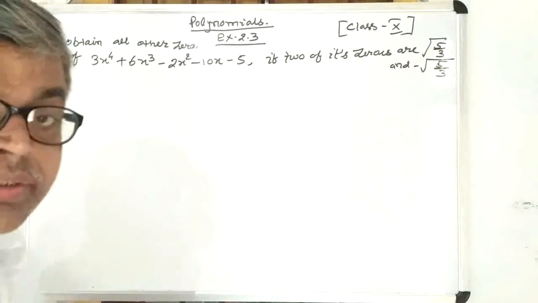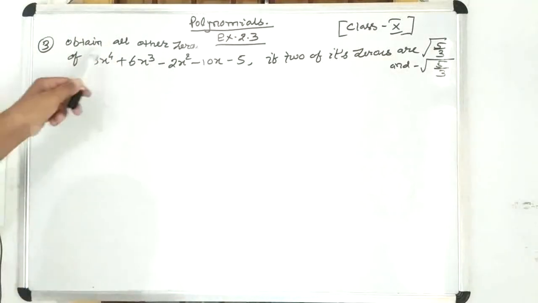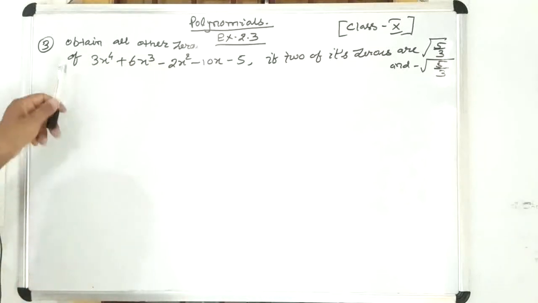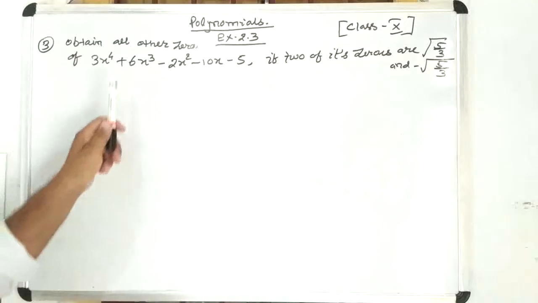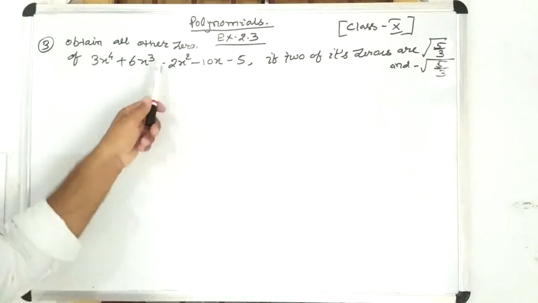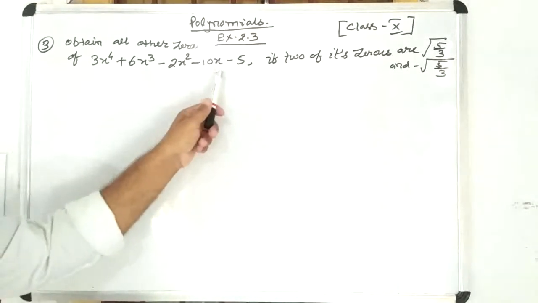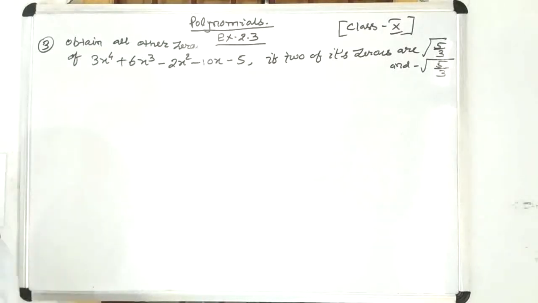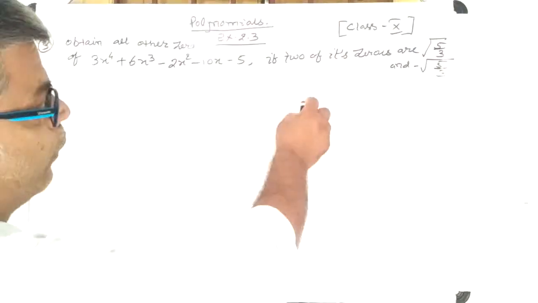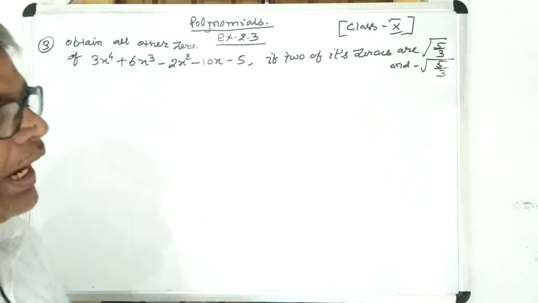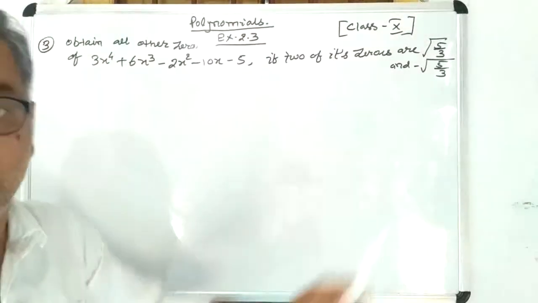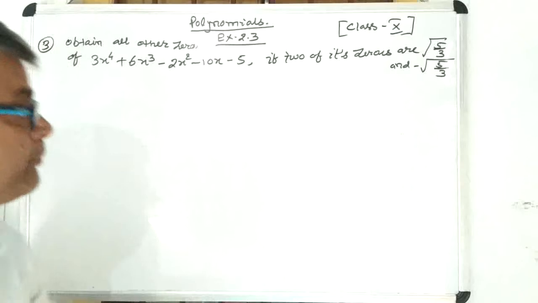The question is: obtain all other zeros of the polynomial 3x to the power 4 plus 6x cube minus 2x square minus 10x minus 5, if two of its zeros, under root 5 by 3 and minus under root 5 by 3, are given.